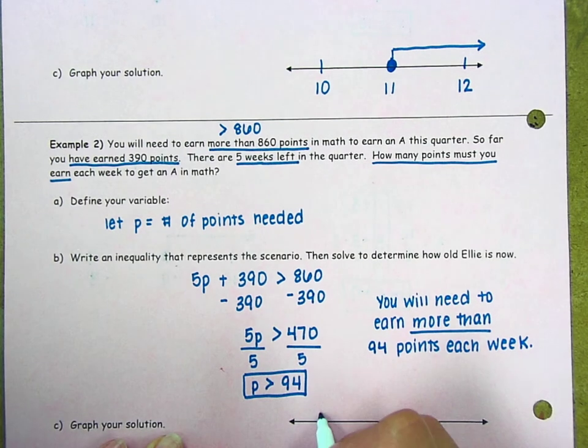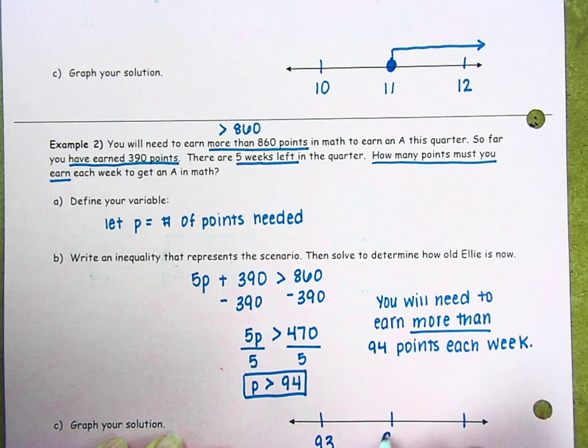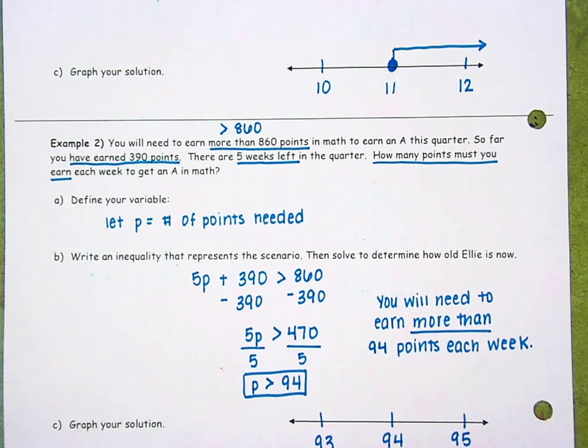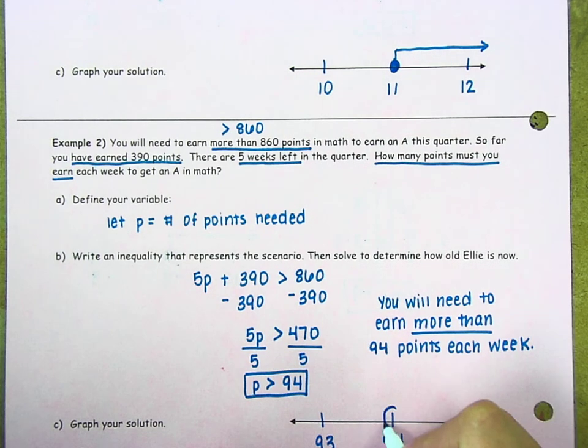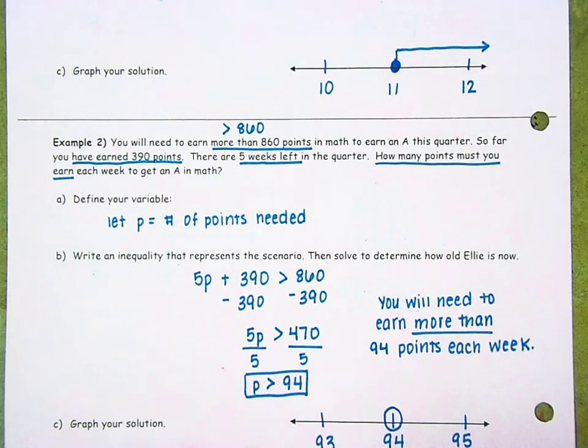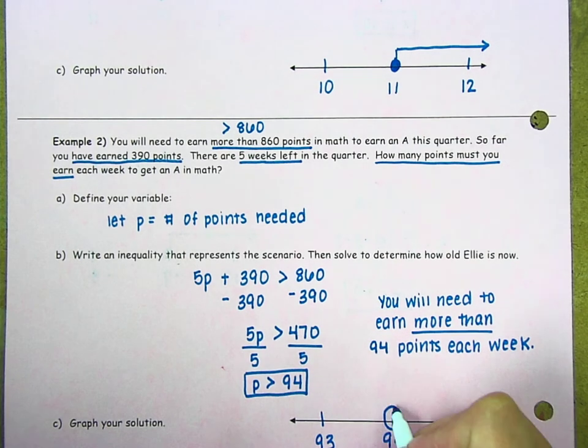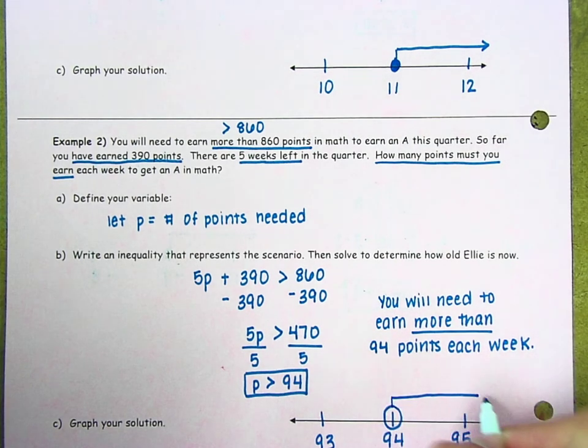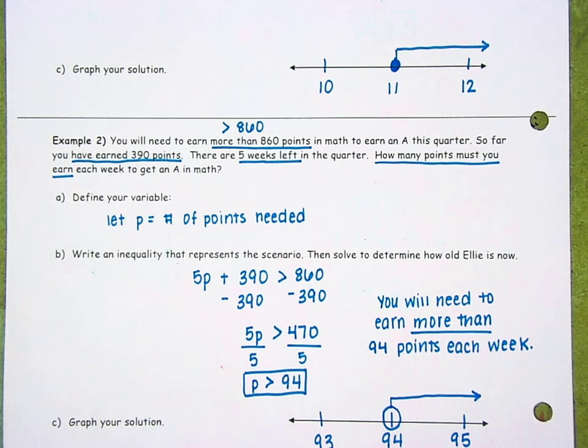Now we need to graph our solution again. So we have 93, 94, and 95. Because 94 points is not included in the possible solutions or the possible number of points I can earn each week, I'm going to use an open circle at 94. And since I know that I have to earn more than 94 points each week, I'm going to draw my arrow pointing in the direction of all the values greater than 94.